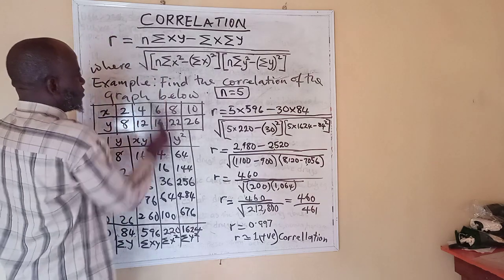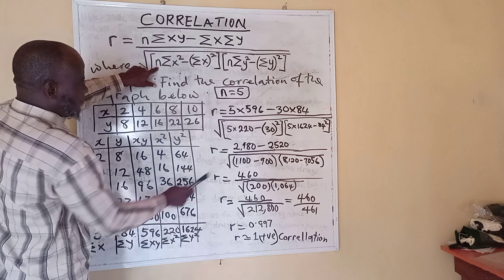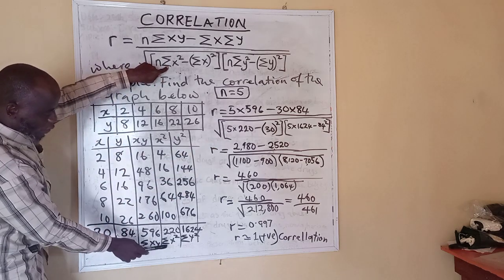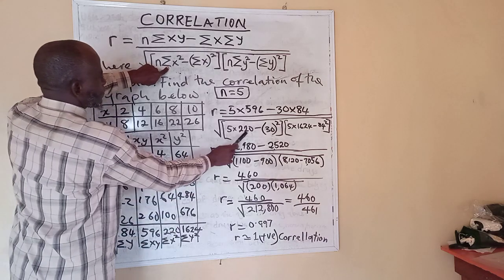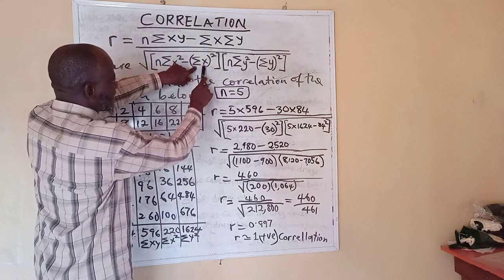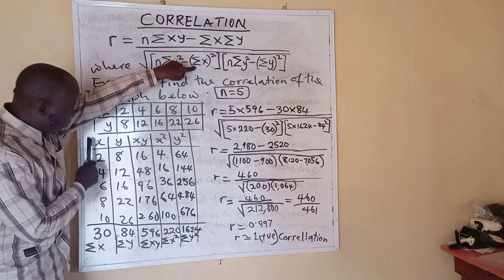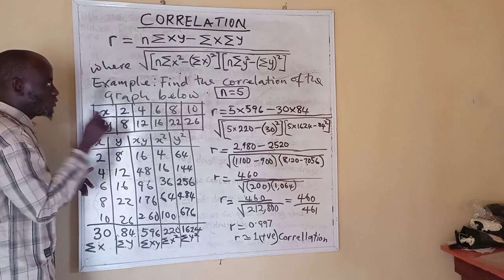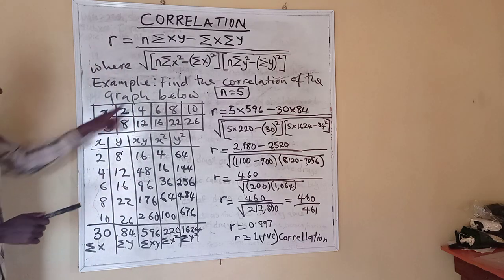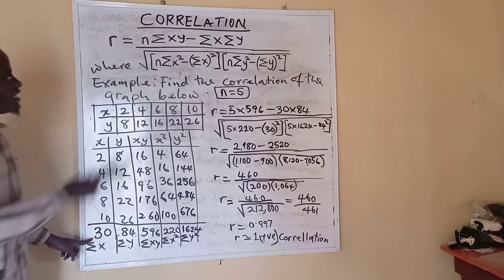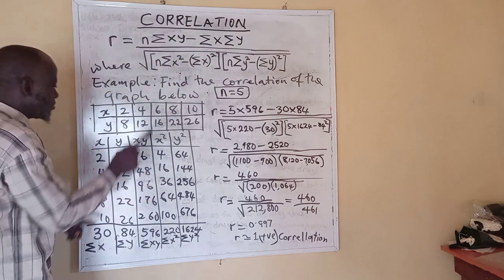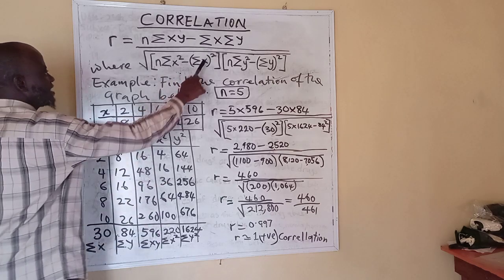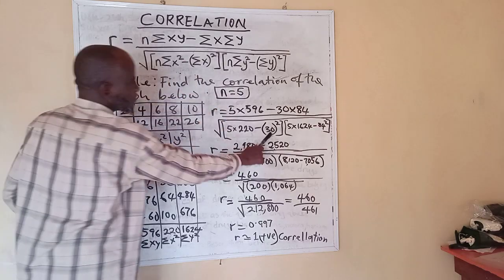Then square that value. So 5 times summation x squared. Summation x squared is 220, minus summation x. You have to be very careful here. Summation x in bracket squared is different from summation x squared. Don't misquote it. Summation x, you write 30, then you square it. It's different from summation x squared, which is 220. That's not what they mean. Summation x, then you square it, which is 30 squared.